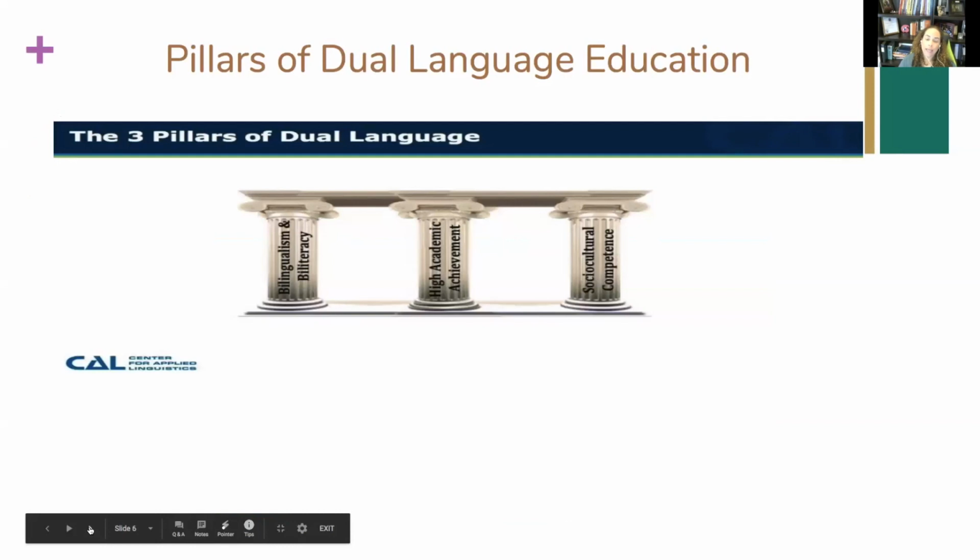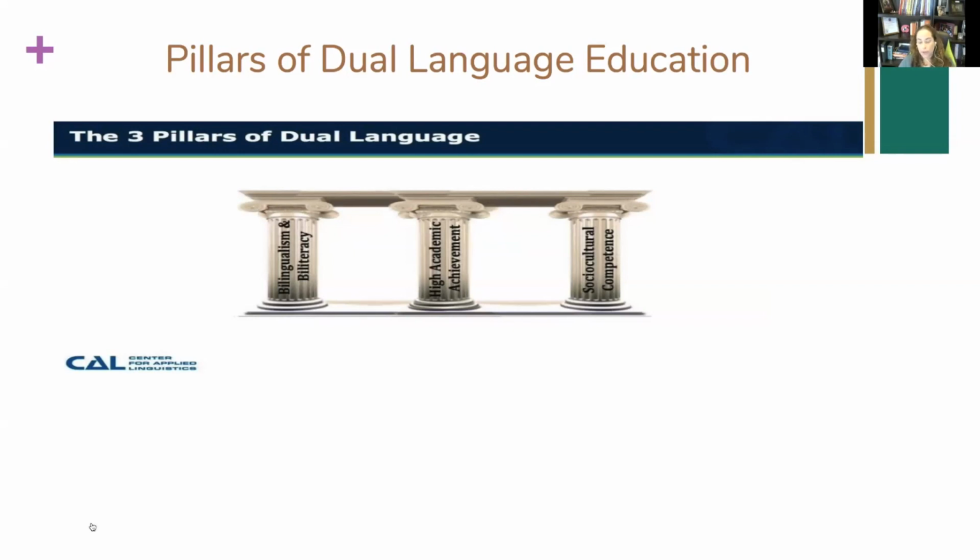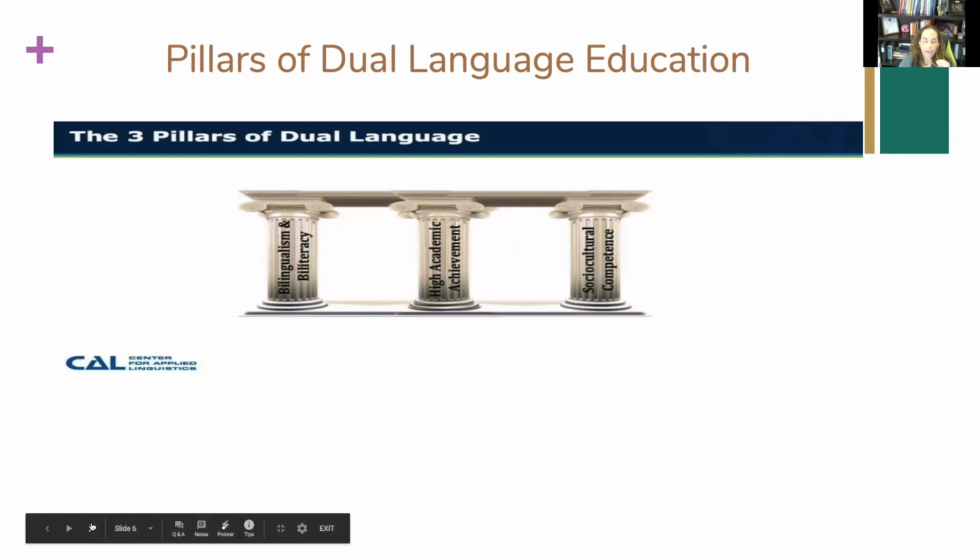And I take it back, based on the principles of dual language education, to the 3 pillars of dual language or bilingual education: biliteracy and bilingualism, high academic achievement, and sociocultural competence. If we guide our instructional practices off of these 3 pillars, we're on good track. I often say that even if you base it off of the last pillar, last but not least, the sociocultural competence, everything else kind of falls into place.